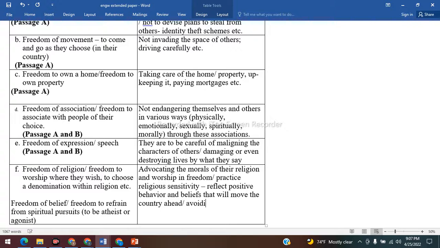Avoiding ridiculing. That's very important. You don't want to ridicule no one, right? Avoiding ridiculing or imposing restrictions on others with different beliefs. It's the last one.